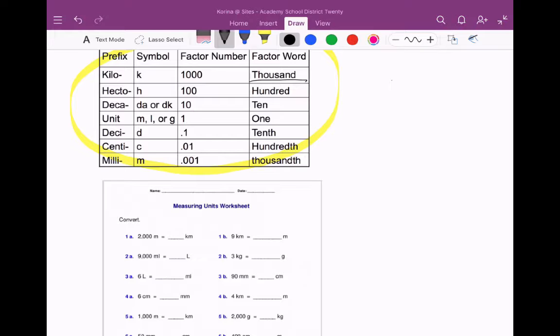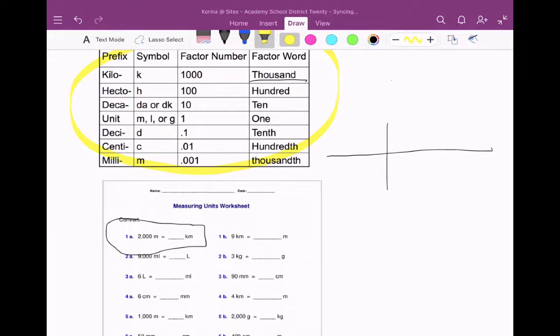So the first thing that we need to do when we're doing these conversions is set up a T-chart. We're going to work on this problem right here. 2,000 meters equals how many kilometers? So once we've set up our T-chart, the first thing that we're going to do is put our known, which is in this case 2,000 meters, into the top left-hand corner of our T-chart. And then we want to know what we're going to. So in this case, from 2,000 meters, we are trying to find kilometers.